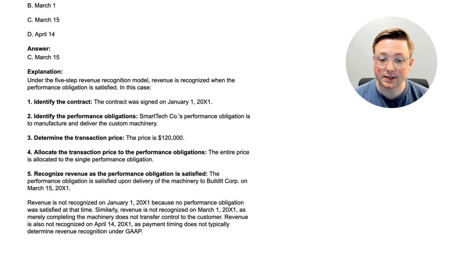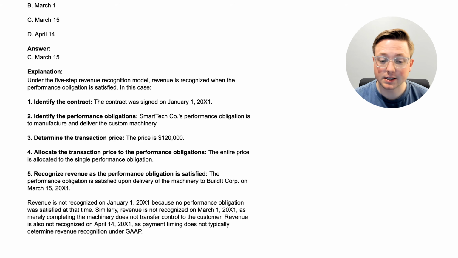Step 3, determine the transaction price. So if there is a price, the price would be $120,000 in this case. Step 4, allocate the transaction price to the performance obligations. Now, we're not going to really dive too much into that in this video. Just know that based on information, you're going to have to sometimes allocate different amounts to different performance obligations depending on the scenario.